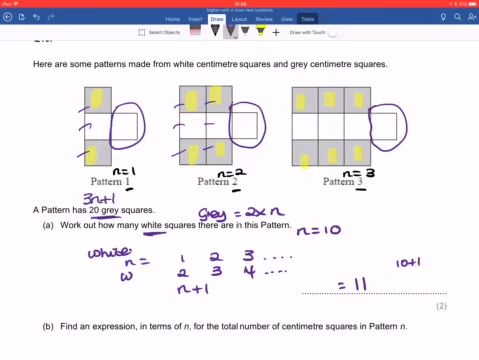Let's just try it out. 3 times 1 is 3, yeah, plus 1 is 4, yeah. 3 times 2 is 6, plus 1 is 7, yeah, there's 7 there. 3 times 3 for pattern 3 is 9, plus 1 is 10 for pattern 3. So the expression is 3n plus 1.